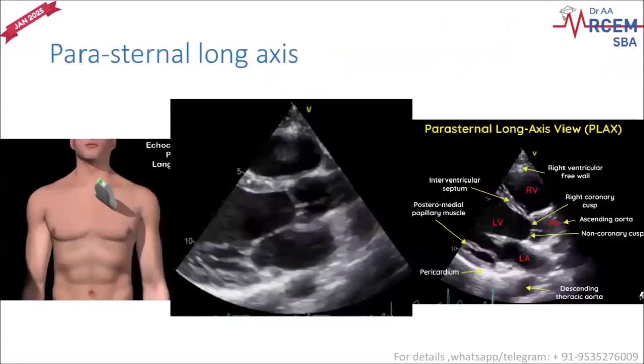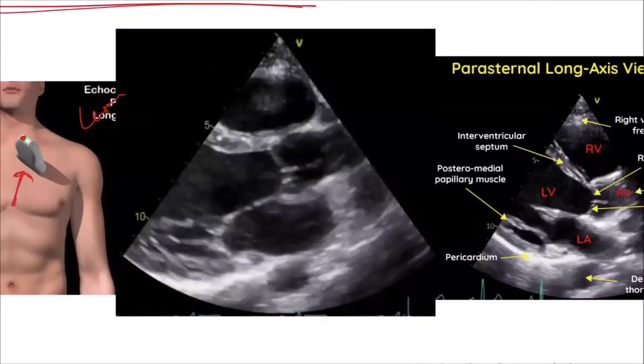So now we will be seeing the different views of the heart. You place this cardiac probe on your chest in the second intercostal space, left side, just adjacent to the sternum. Usually there will be a marking on the probe known as the pointer. If this pointer is facing towards your right shoulder, then you call it the parasternal long axis view. In this view, you will be visualizing the heart in this manner, where this is the right ventricle, this is the left ventricle, this is the left atrium.